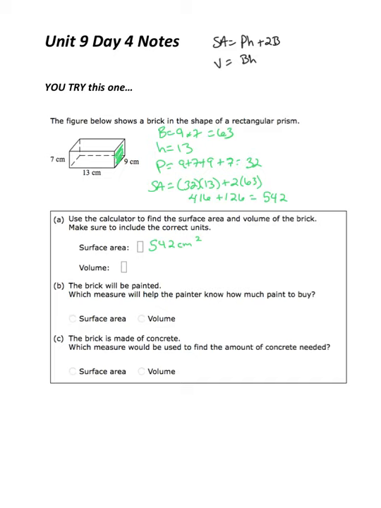The volume, well, I've already got my base figured out and my height. So the volume is 63 times the height, which is 13. 63 times 13 is 819. Volume is 819 centimeters cubed. Cubed. Remember that, cubed.